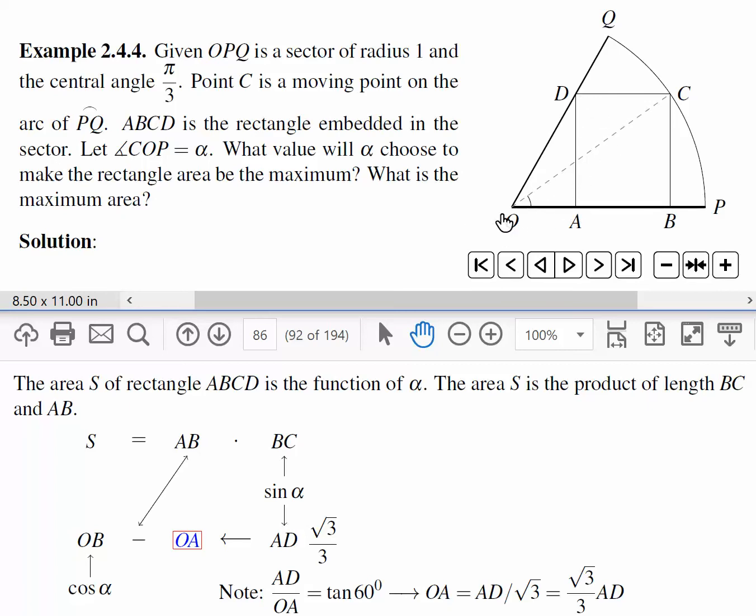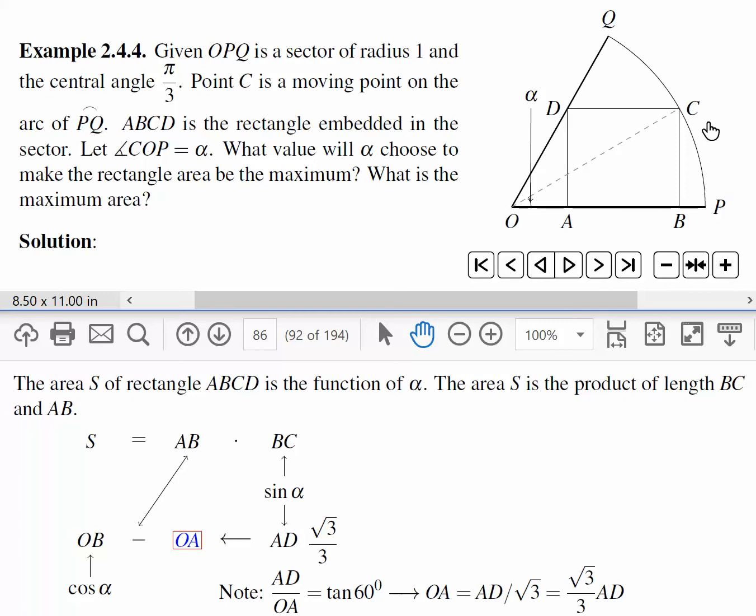So in the sector OPQ, there is an embedded rectangle ABCD. We denote this angle COP, this marked angle, by alpha. So you see this is angle alpha, which is COP.